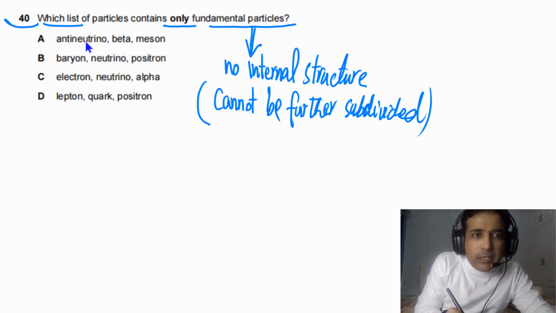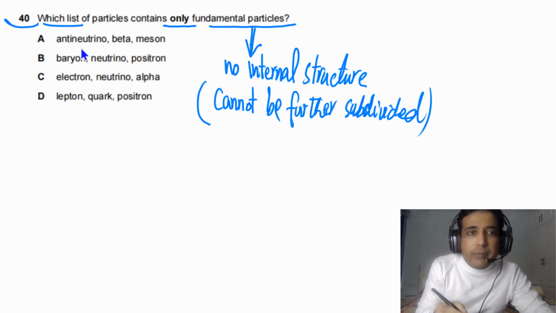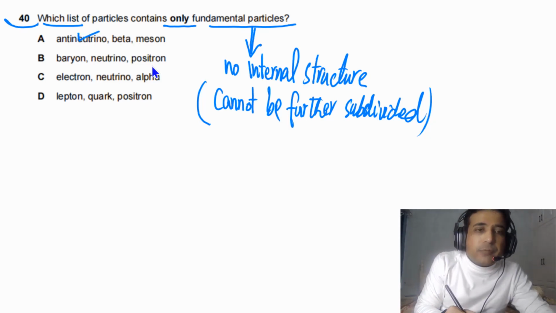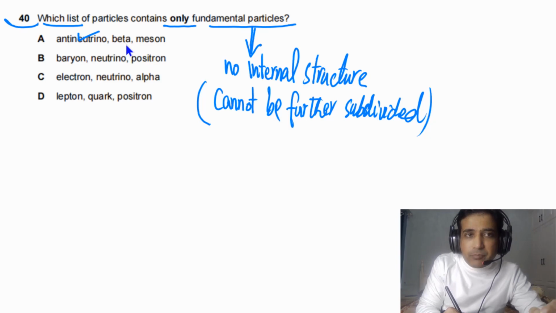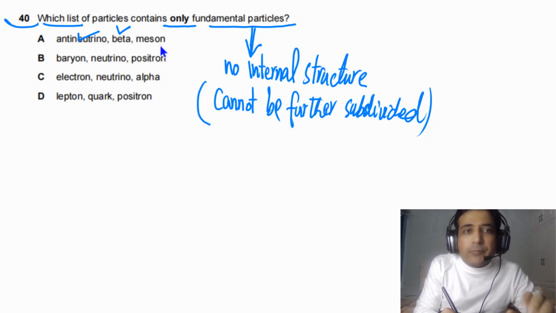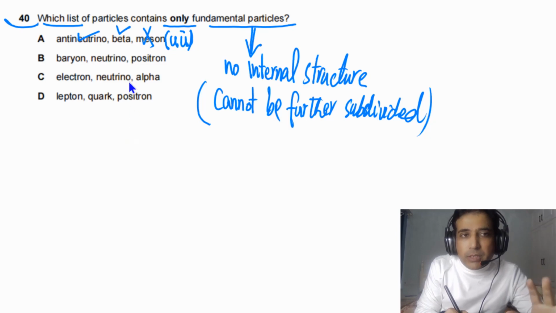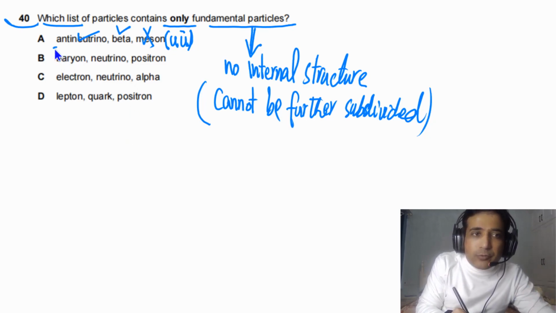Now if you look at the antineutrino, all neutrinos and antineutrinos are fundamental particles. Beta particle, yes, the beta particle is also a fundamental particle. But mesons are not fundamental particles, because mesons consist of a quark and an antiquark, let's say an up and an anti-up quark. So it consists of 2 quarks, so this is not fundamental. So option A is not the right answer. Baryons consist of 3 quarks, so they are also not fundamental particles.